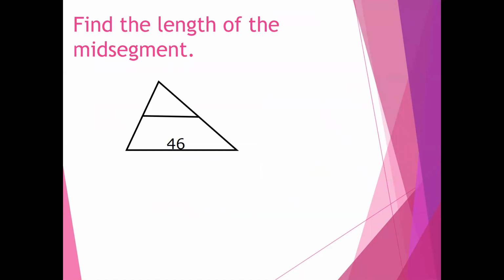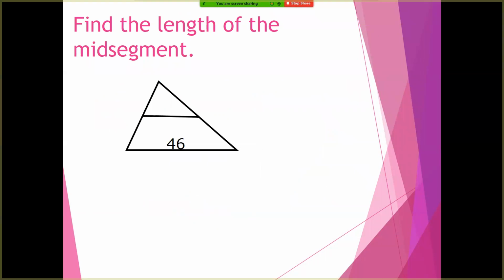So if we look at this question here, we're asked to find the length of the midsegment. Here's my midsegment. I know the outer side. So do I multiply that by 2 or do I divide it by 2? Divide it by 2. So if I take 46 and divide it by 2, I get 23.